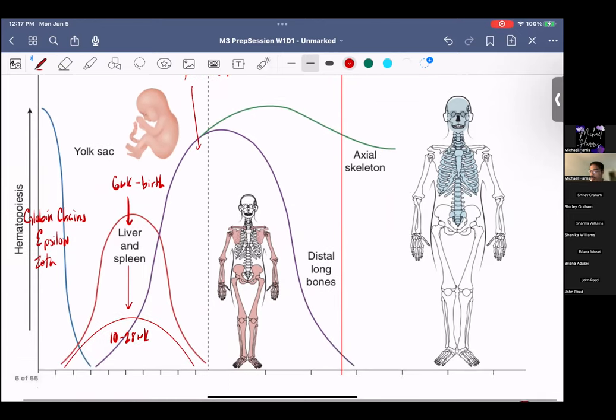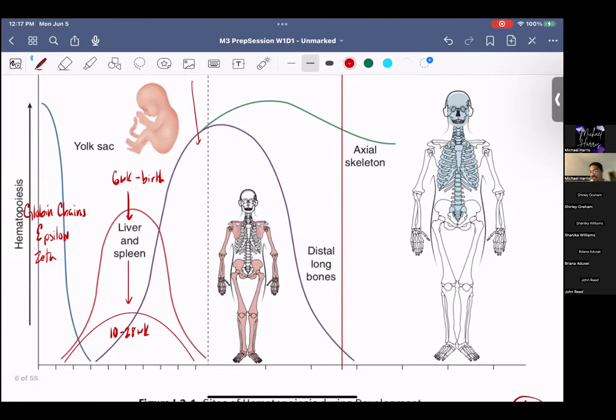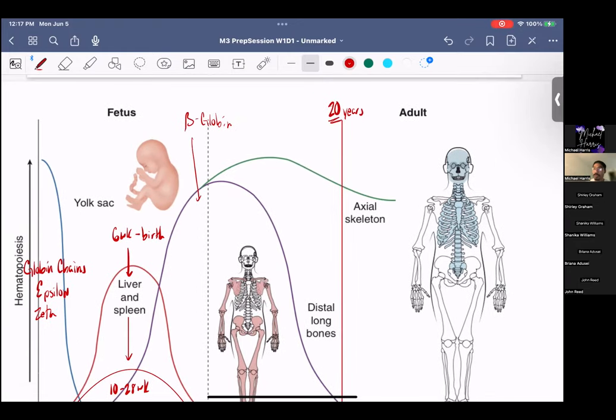Okay, perfect. Now, with that being said, you just have a general idea of where you can find this bone marrow. For instance, after you're 20, or after you're pretty much done with your teens, you no longer see it in your distal long bones. It's now in your axial skeleton, so things like your skull, your vertebra, your iliac crest. Those types of areas are where you'll find this bone marrow.